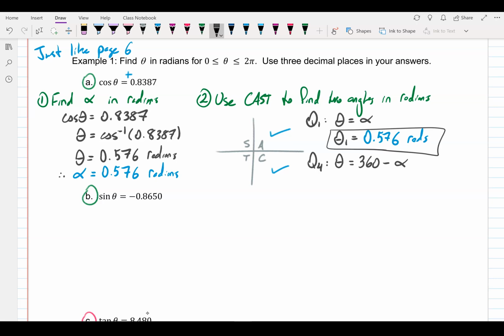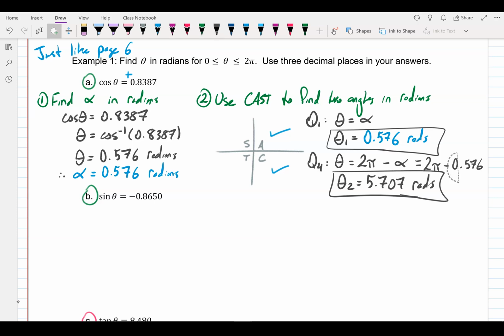The problem is we're not allowed to use 360 because that's a degree angle. So 360 is actually 2 pi, which is what I went through a little earlier. So 2 pi minus our reference angle. In this case, it's 2 pi minus 0.576 radians. Or in other words, our angle 2 is 5.707 radians.